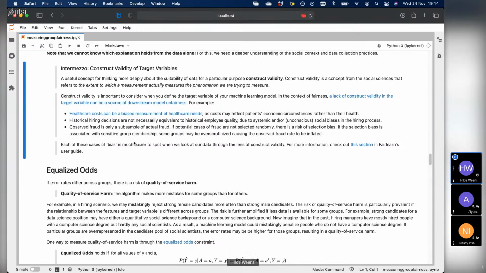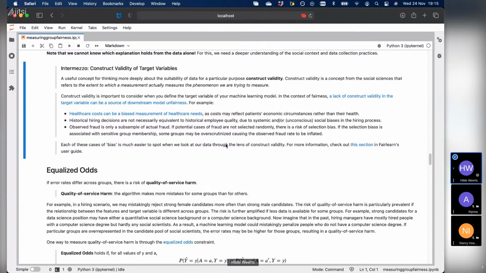And each of these cases of bias, for lack of a better word, is much easier to spot if we look at the data through the lens of construct validity. So we do have a nice little section introducing this concept in the user guide of Fairlearn. So if you're interested, I would definitely recommend you to check it out.